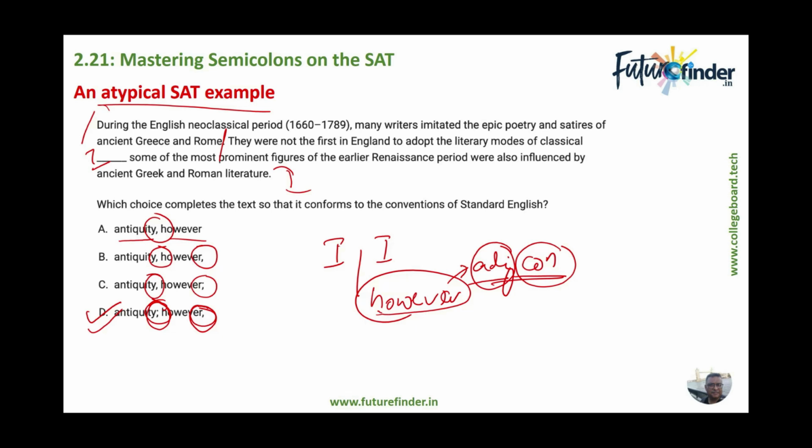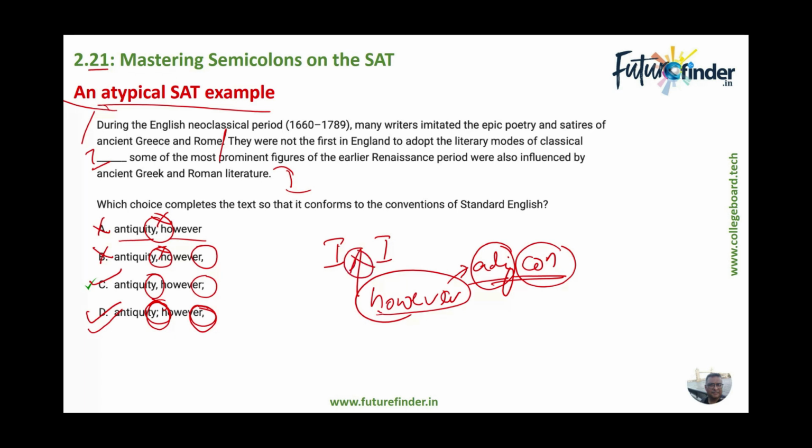But in this one, as we have already said that this is an atypical example on the SAT, the answer is not a D. However, the answer should be a C, not a D. Why is it so? Let's understand that. So obviously, the comma and the comma, we can always rule out A and B, because definitely you cannot have an independent clause, comma, independent clause, which results in a comma splice error.